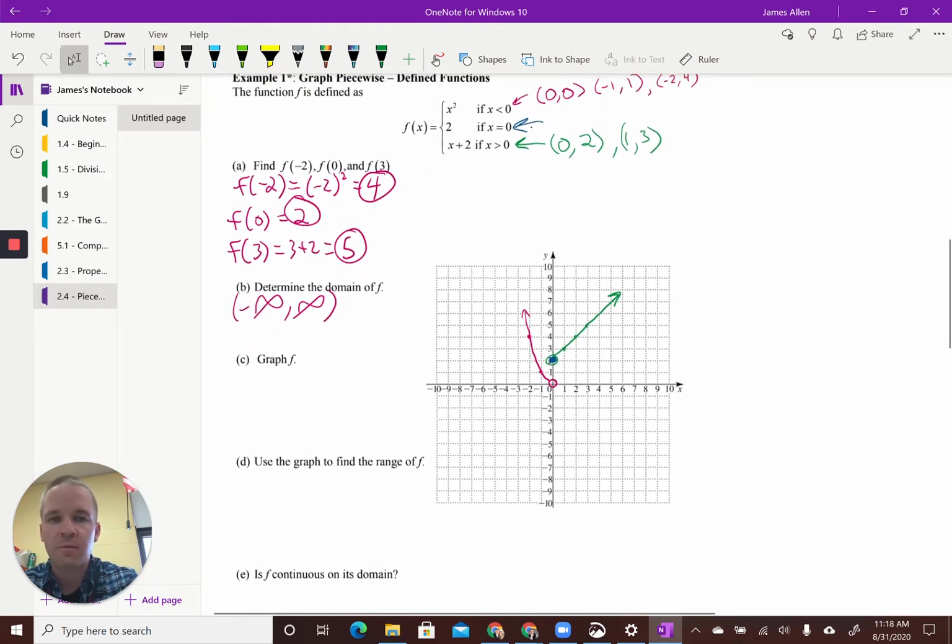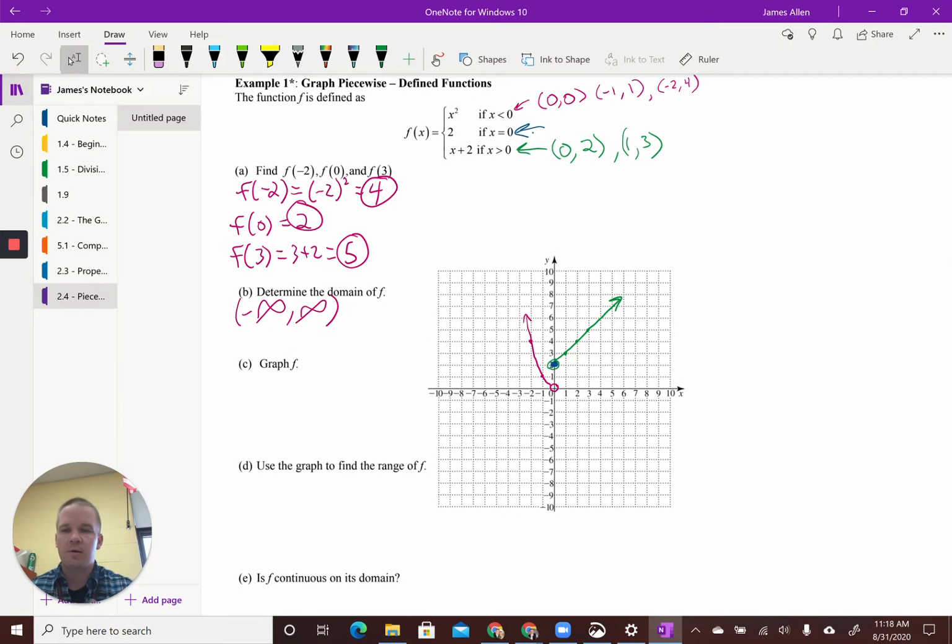Now, let's talk about that domain as I try to recenter this. There we go. Now we can see on the graph, it keeps going up and to the left, so it's infinitely going to the left. It's infinitely going to the right. And there are no gaps because you have this solid dot here where there were the open circles. So it's all the way through. So negative infinity to infinity.